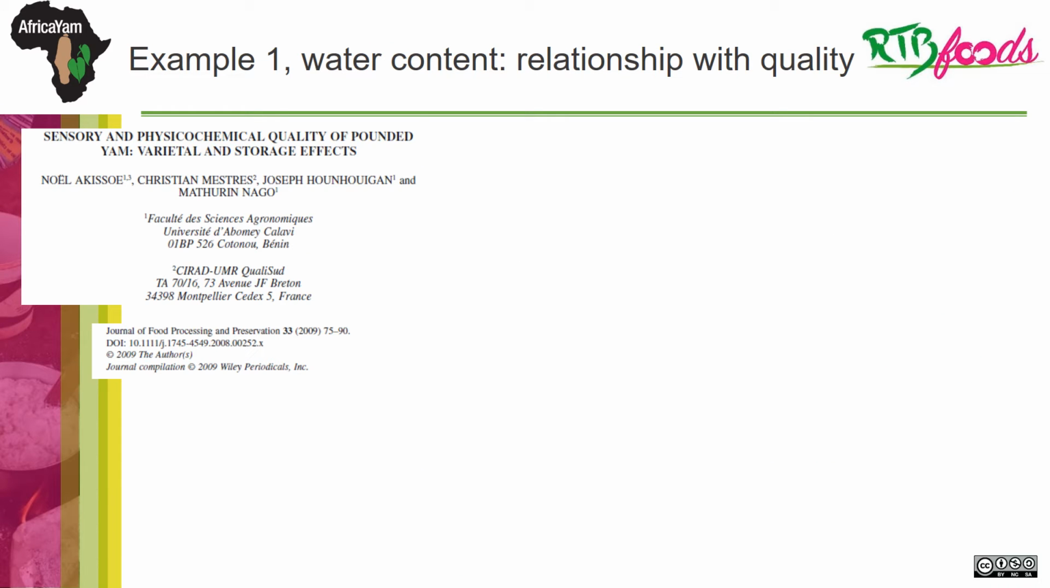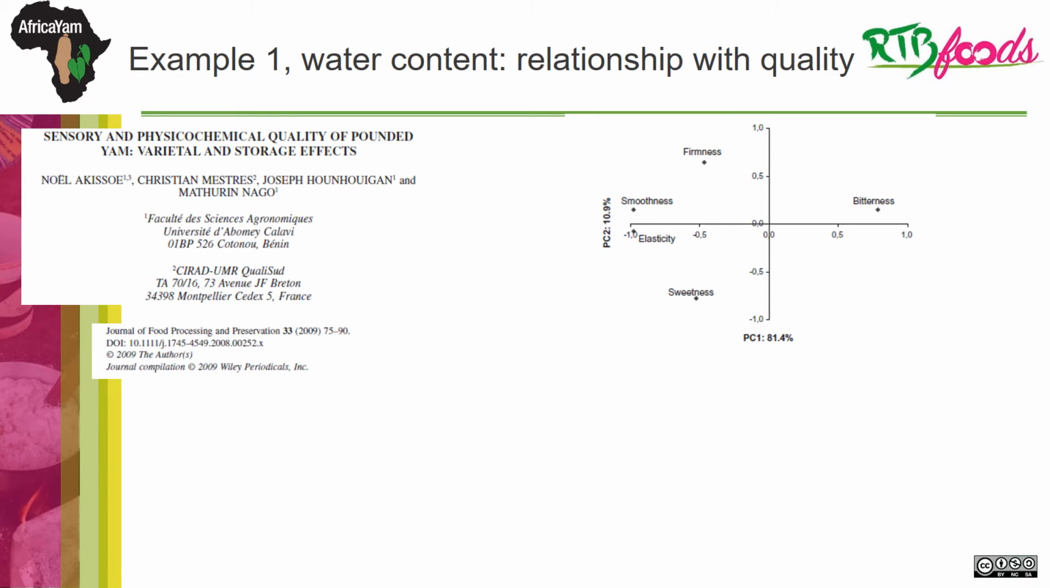So as soon as you have established the water content of tubers, you can try to establish a relationship between this water content and the quality of the tubers. And this has been performed, for example, in the case of pounded yam 10 years ago in a study performed by FSA in Benin. They first established the QDA by sensorial analysis of the pounded yam, and they showed that 2 types of attributes are very important: on the left side of this PCA, the texture of the pounded yam.